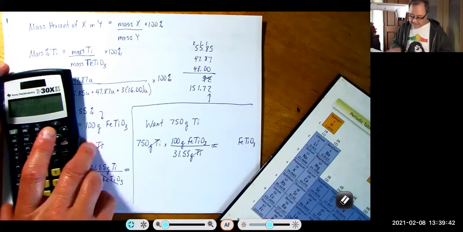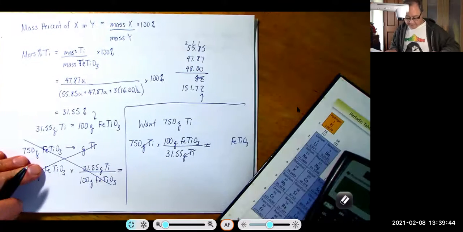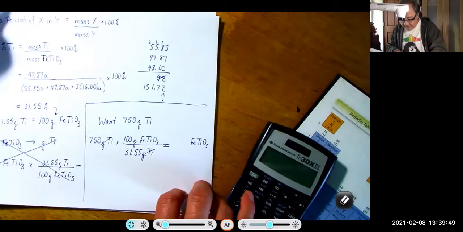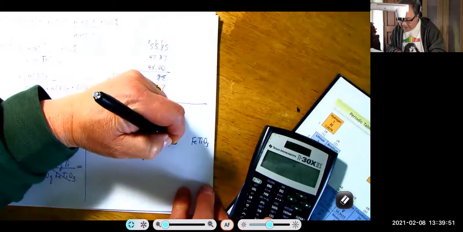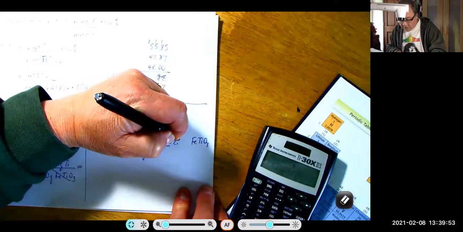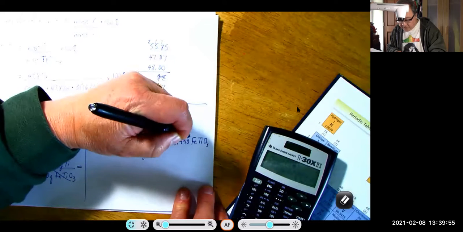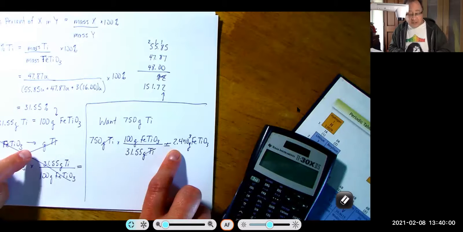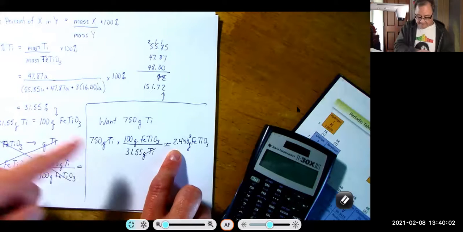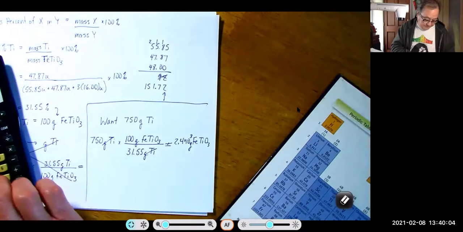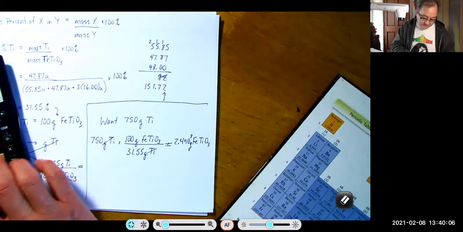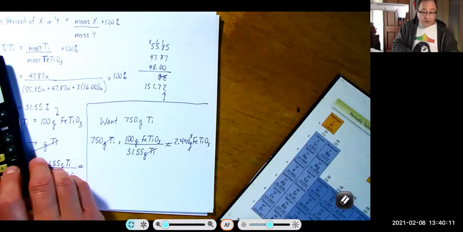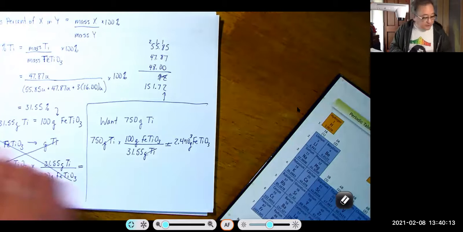So I don't get 2,250, but I get 2.4 times 10 to the 3rd grams. Now, why are there only 2 significant figures here? And it's because of the 750. Are there any questions there about why there's only 2 significant figures here?